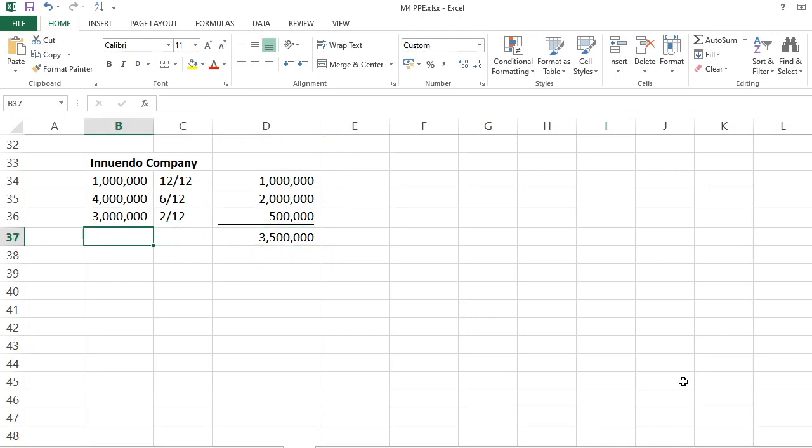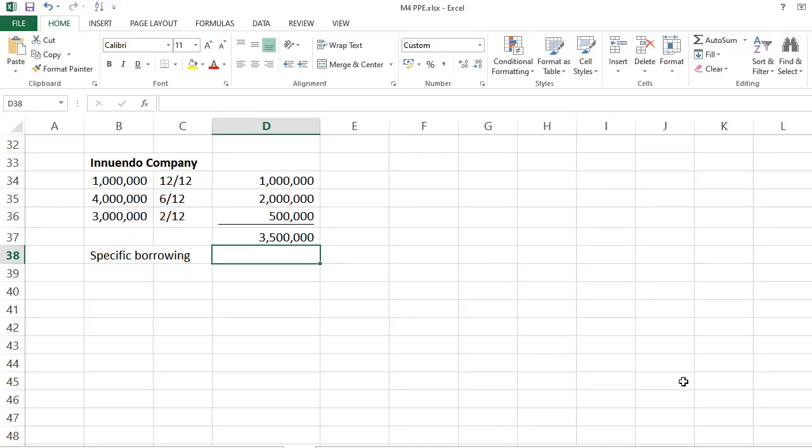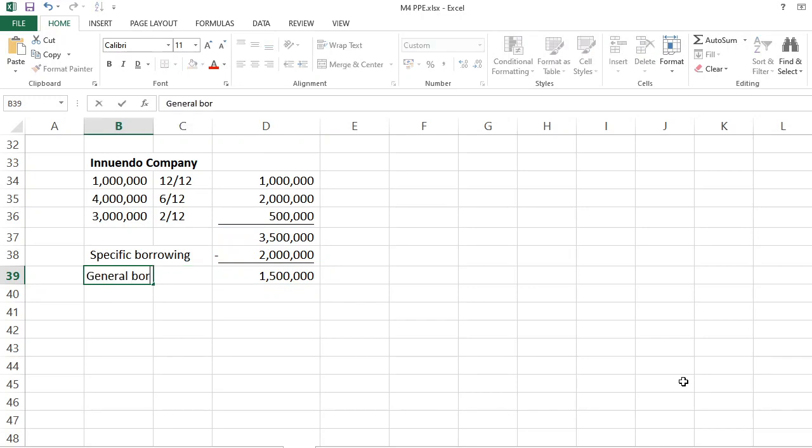3.5 average carrying amount, but we have a specific borrowing. Therefore, of the 3.5, 2 million of that is from the specific loan. Therefore, what comes from the general loan is only 1.5. Almost the same siya kay Shangri-La, right? Okay, general borrowing.